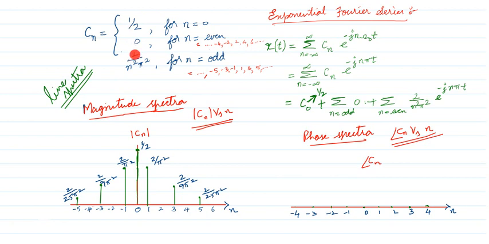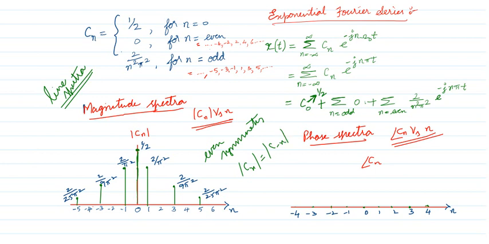Remember that the magnitude spectrum will always have even symmetry. Even symmetry means whatever value you get for positive n, you should get the same value for negative n. If you look at this, the right side for positive values of n is equal to the left side for negative values of n. We have already seen this while deriving: the magnitude of C of n is equal to C of minus n.